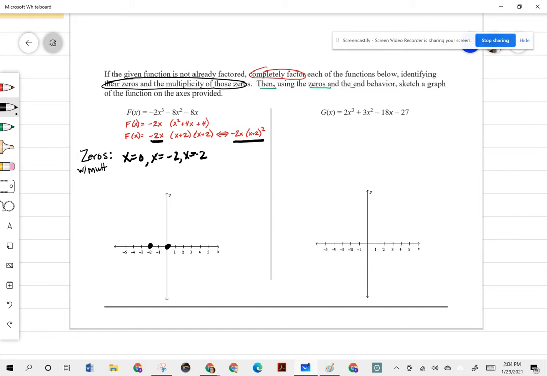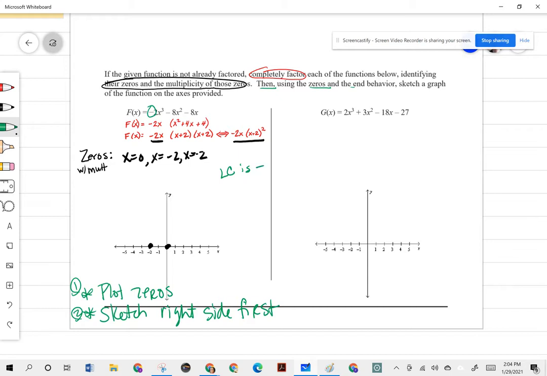And you don't start sketching left to right. You actually need to start sketching the right side first. Okay, so that's important. So what you do as step 1 is you plot your zeros. Okay, so that's step 1. I plotted my zeros. Then step 2 is to sketch the right side. Well, notice that my leading coefficient is negative. So I am falling to the right.